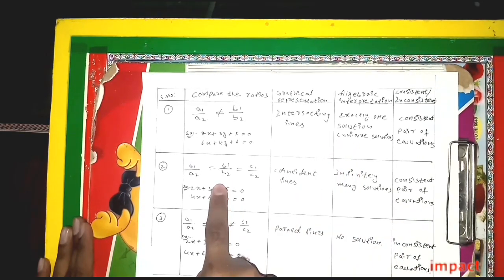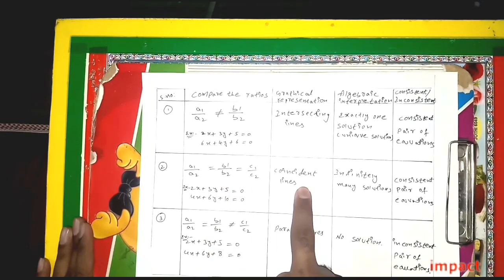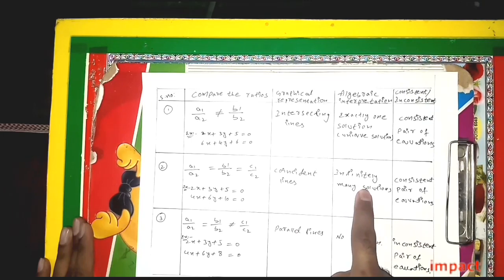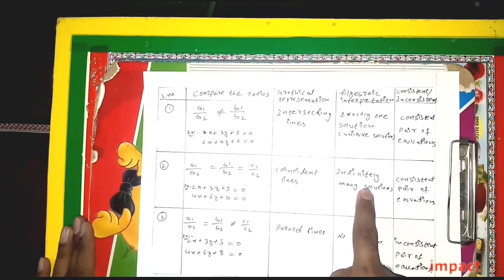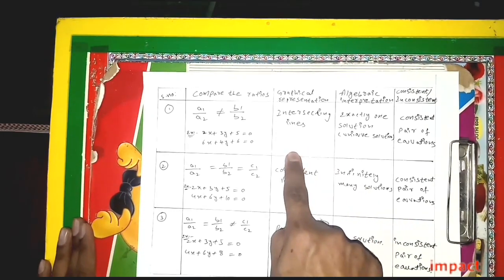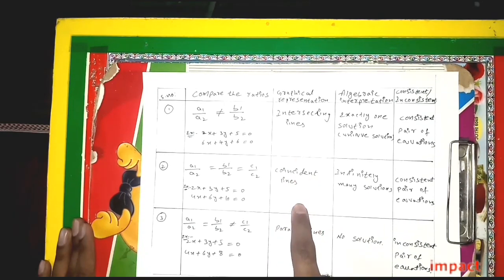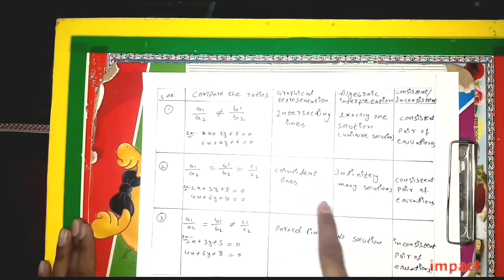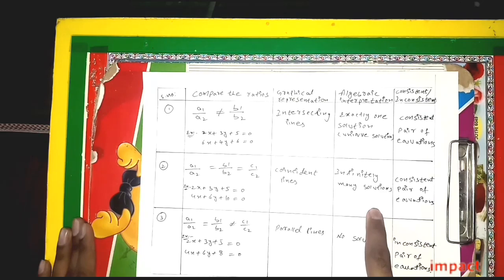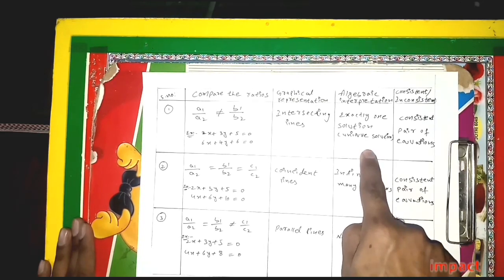Then a1/a2 equal to b1/b2 equal to c1/c2 is called coincident lines. It will have infinitely many solutions, because intersecting lines meet at one common point, while coincident lines meet at many points. That's why there will be many solutions. Here, it is only one solution.